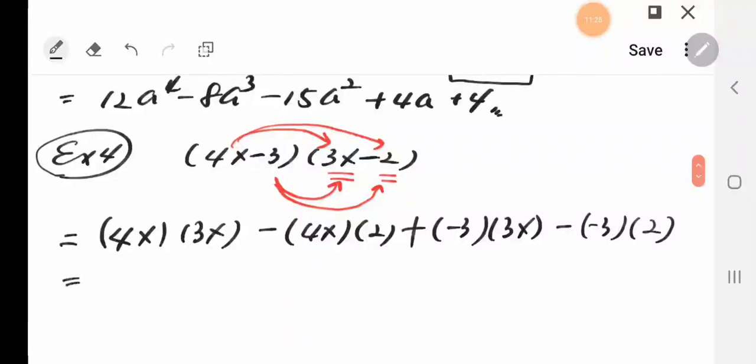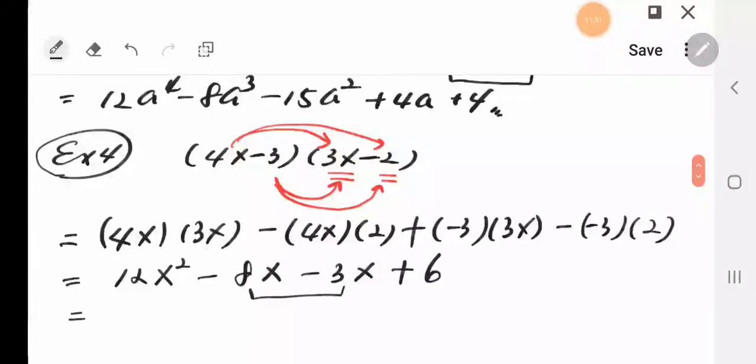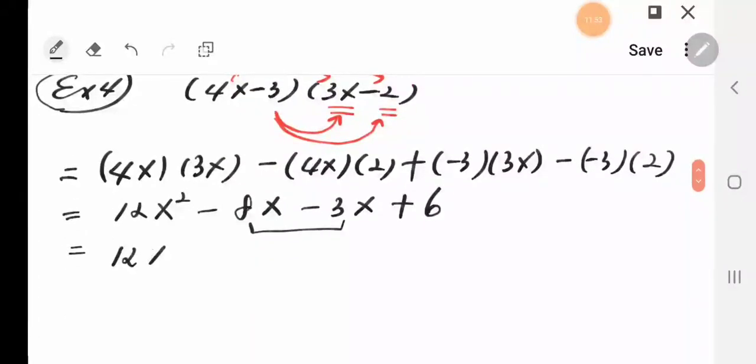Simplify each term. So 3 times 4 is 12, x times x is x squared. Minus 4 times 2 is 8x. For the third term, negative 3 times positive 3 is negative 3x. The last term, the sign is negative times negative is positive, so plus 2 times 3 is 6. And we have like terms here, so add these like terms. 12x squared minus 11x plus 6.